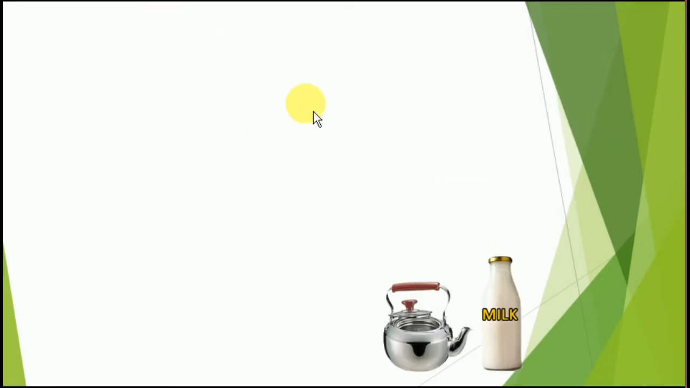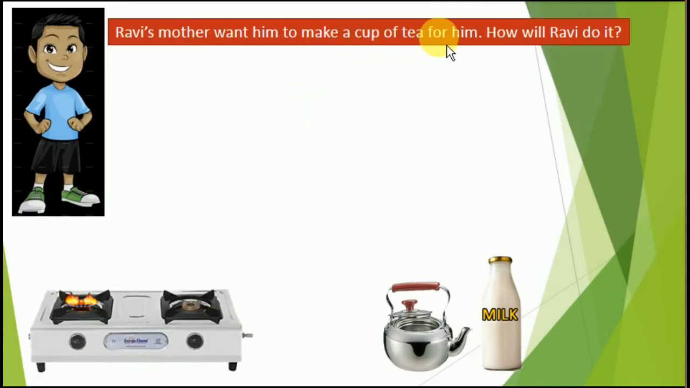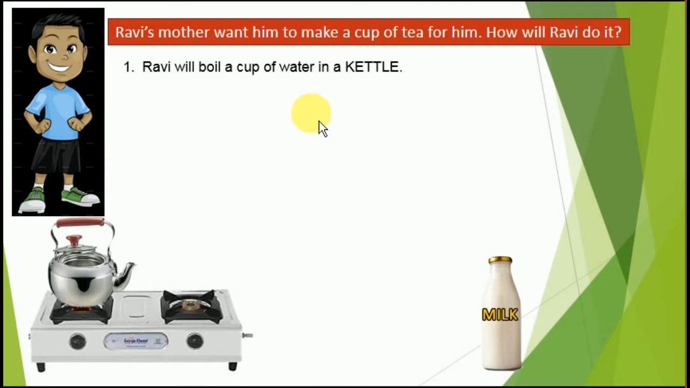Now I will take one example: make a cup of tea. How will Ravi do it? So what is the first thing? Step 1. Ravi will boil a cup of water in a kettle. These are algorithms in your own language.